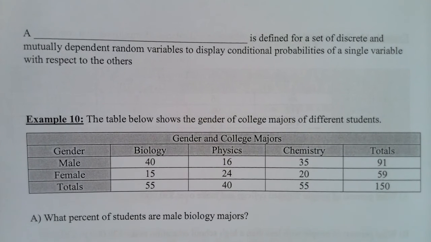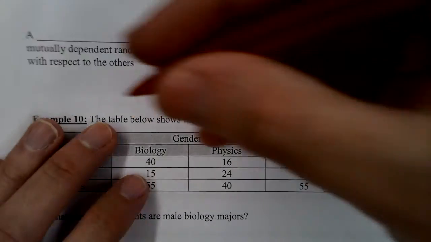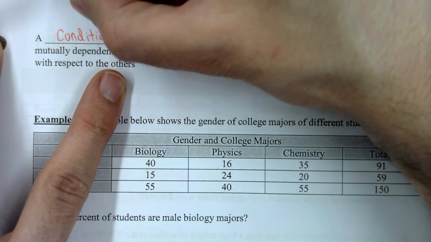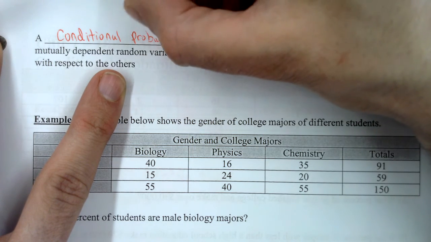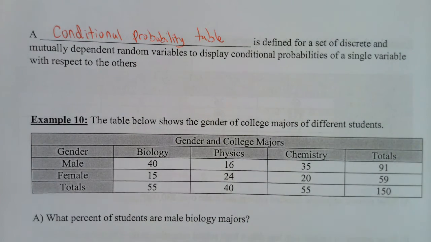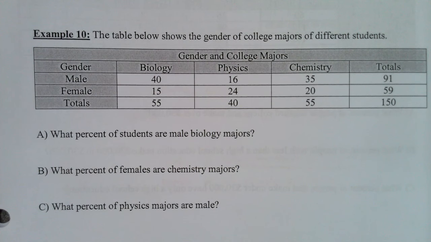Okay, we have 2 more pages, or 1.5 pages. A conditional probability table is defined for a set of discrete and mutually dependent random variables to display conditional probabilities of a single variable with respect to the others. That's what the next 3 examples are based off of. Conditional probability tables. So here's example 10. You have to be careful, these are tricky.